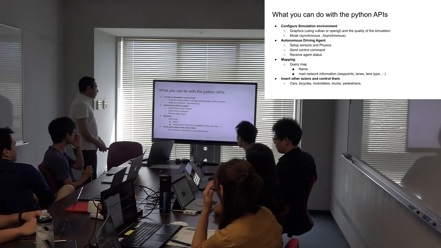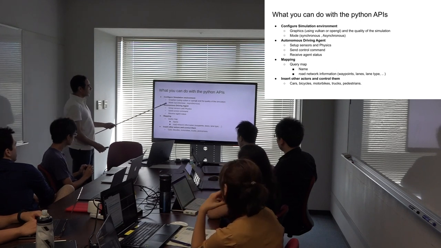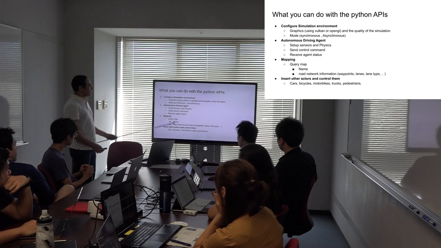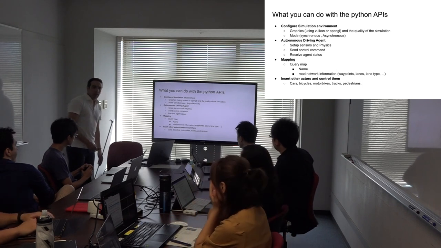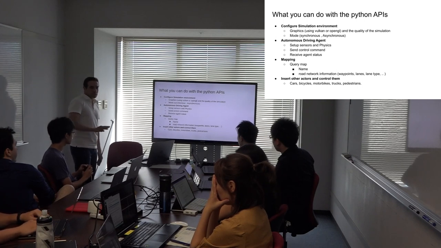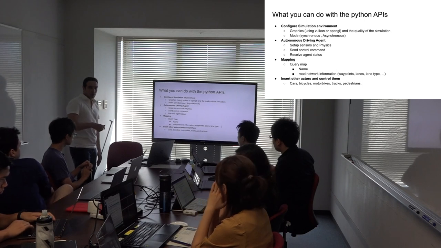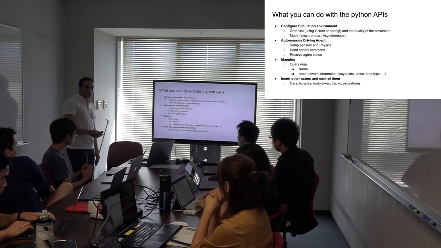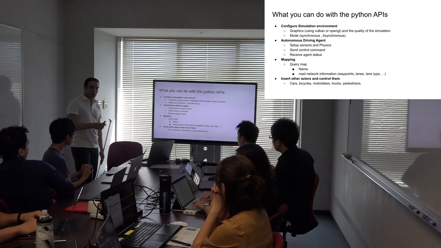Okay, what can we do with the Python APIs? According to the documentation, we can configure the graphics, as we saw, using Vulkan or OpenGL. We can change the mode, synchronous or asynchronous. By default it's usually asynchronous. Messages are sent and you receive them as you wish, so you don't have control over the flow of the simulation. Synchronous means you can re-execute the same scenario exactly every time.